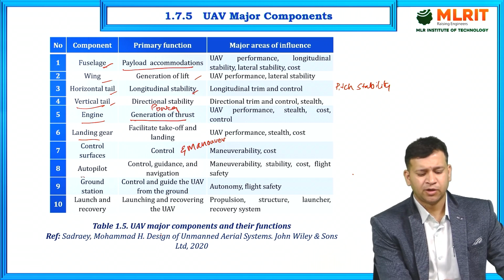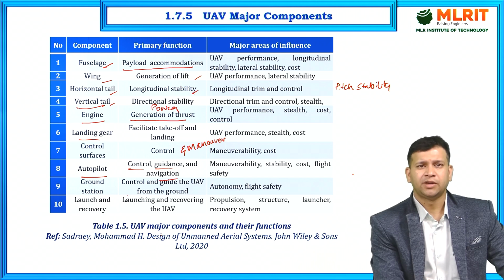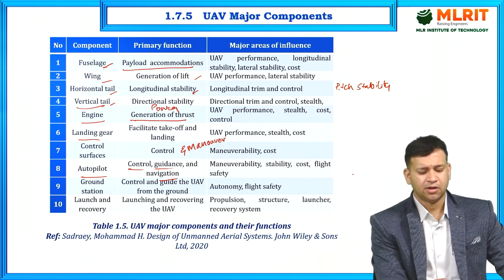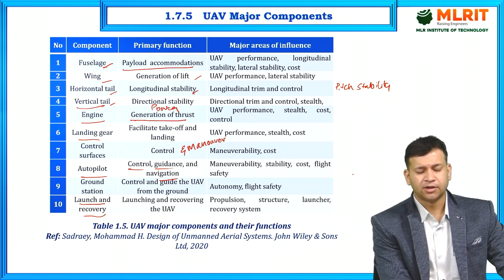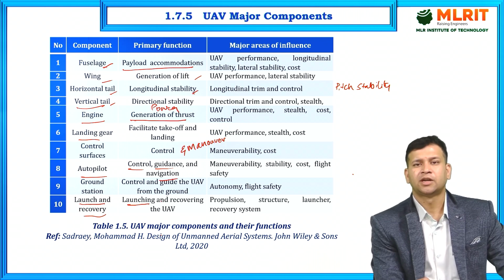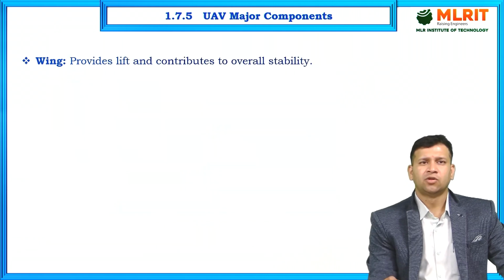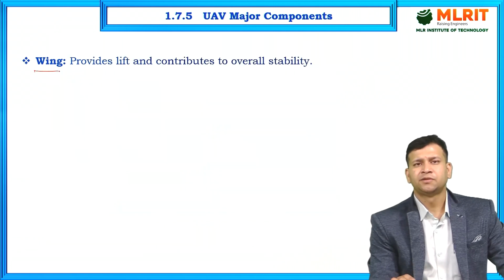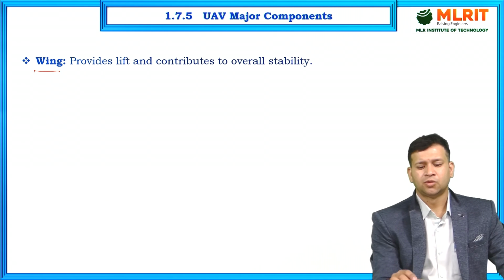Then we have autopilot system, which is for control, guidance and navigation. Then we have ground station, which controls and guides the unmanned air vehicle from the ground. And the last is launch and recovery, the major component, which helps us for launching and recovering the UAV. The major components: wing, it provides a lift and contributes to overall stability.